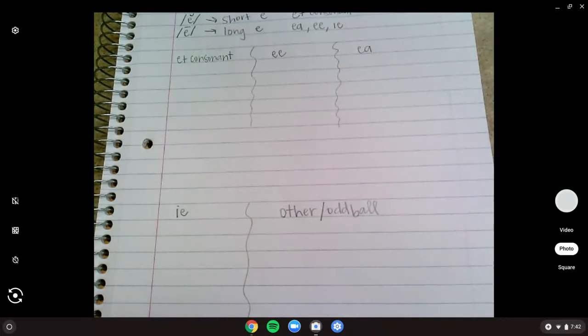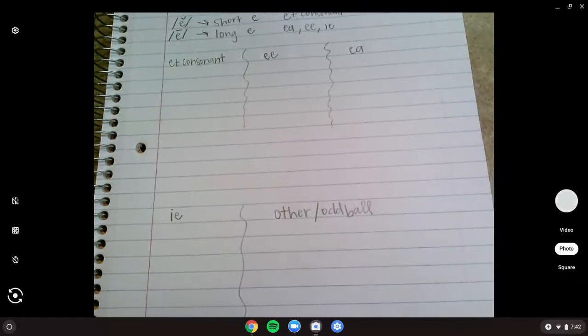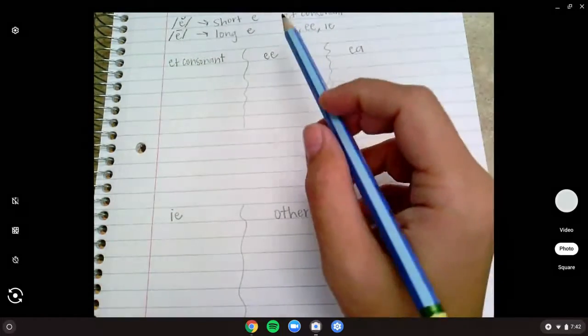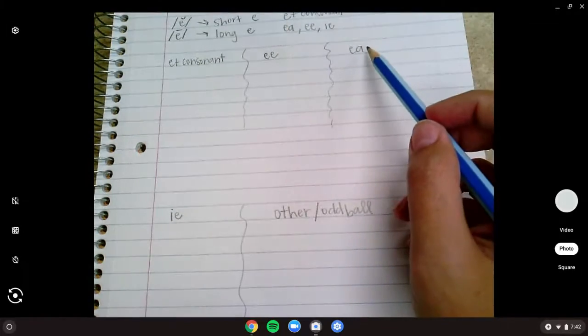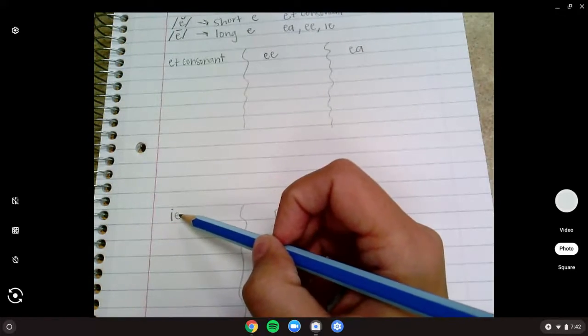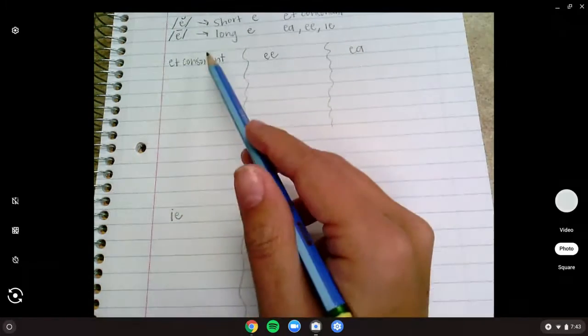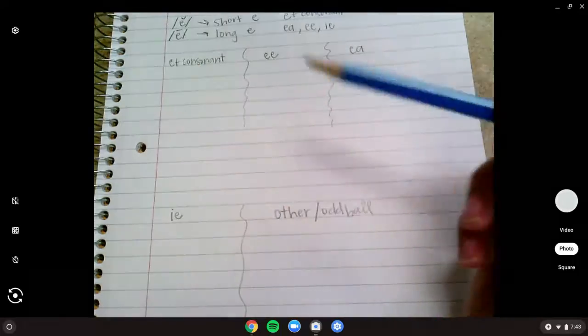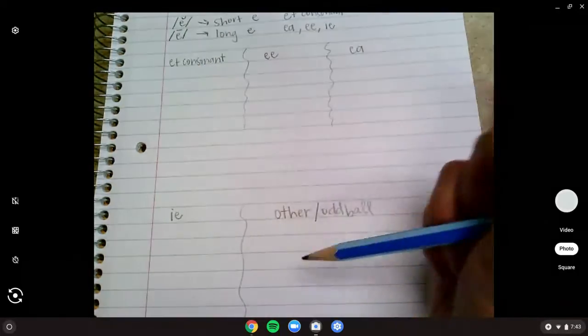So I'm looking at my spelling words, and I'm going to start with the word west. West. I'm thinking west. W-E-S-T. I don't see E-E. I don't see E-A. I don't see I-E. I see an E and then a consonant, that letter S. So that means it would fit there. It wouldn't be that other.